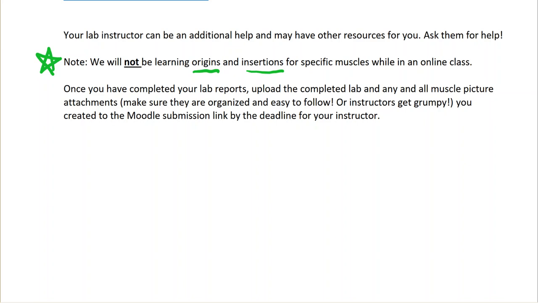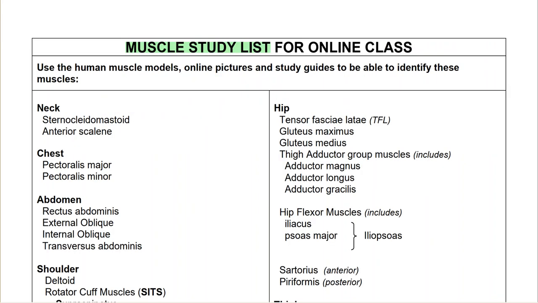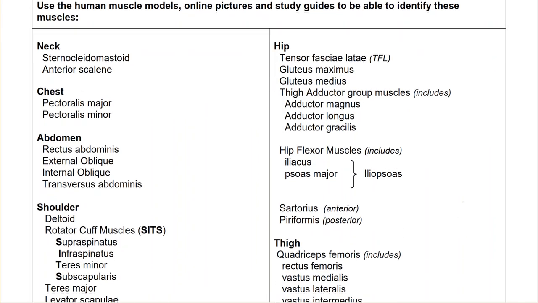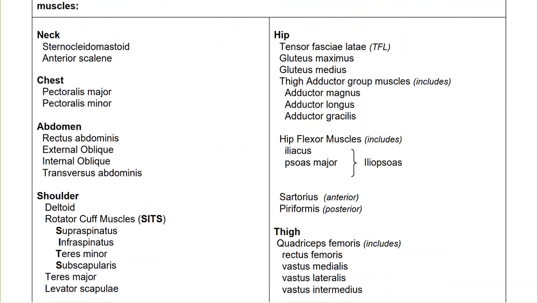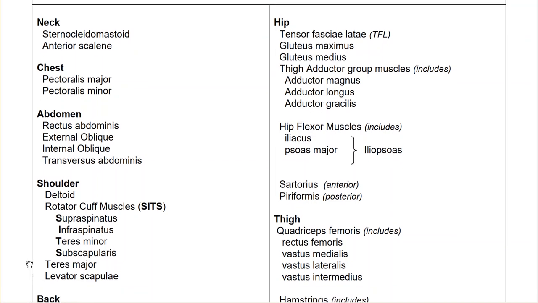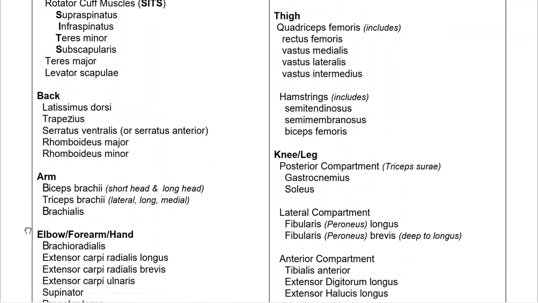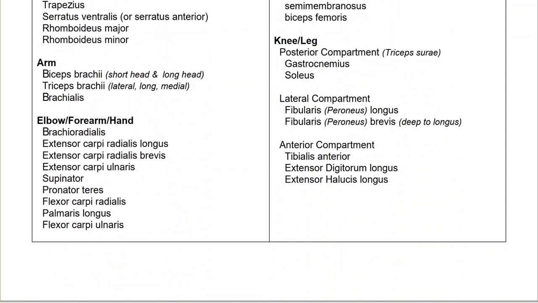Yay! So this is the muscle study list that you should be familiar with. Note everything is in nice little sections: neck, chest, abdomen, shoulder, etc. All of the upper body ones are on the left and the lower body ones are on the right. So these are the muscles that you have to learn for this class. You don't have to learn any other ones. If it's not on this list, you don't have to learn it.